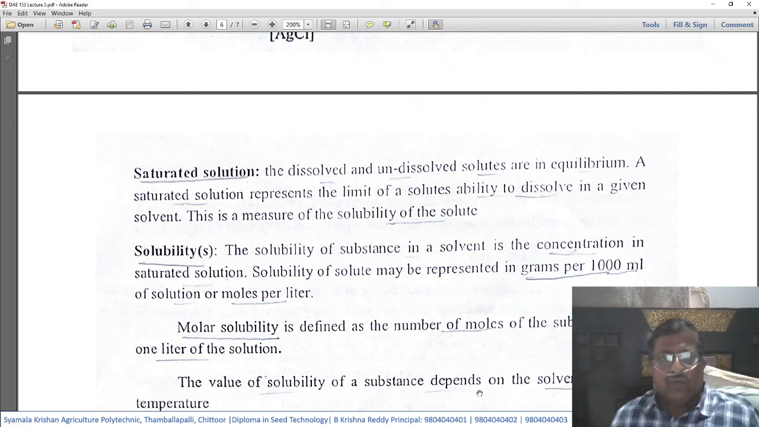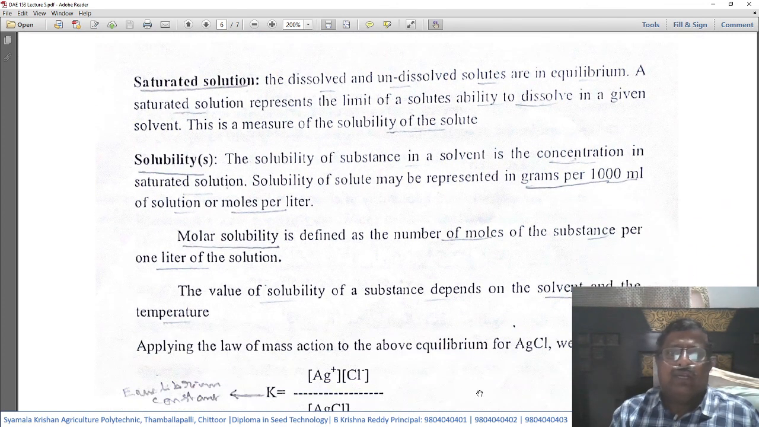So a saturated solution represents the limit of the solute's ability to dissolve. That means it indicates the maximum level of dissociation or solubility of a solute dissolving in a solvent. A saturated solution represents the limit of a solute's ability to dissolve in a given solvent. This is a measure of the solubility of the solute.